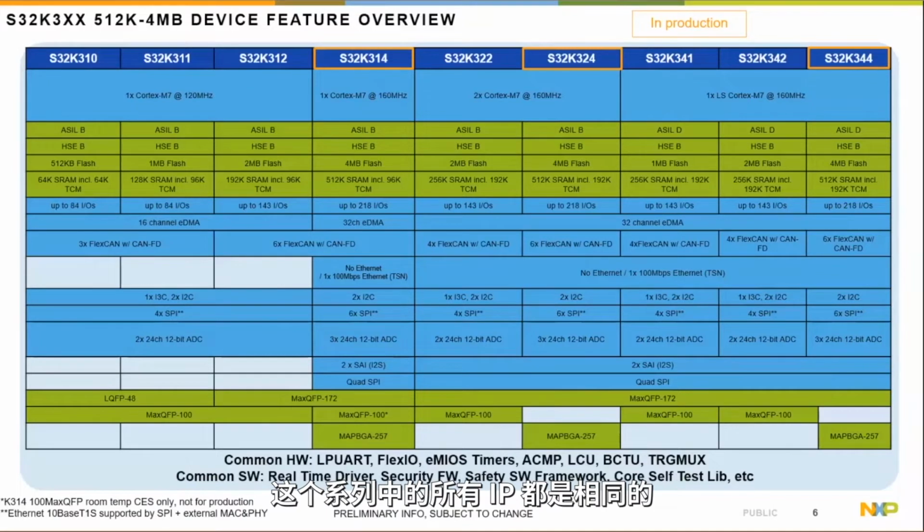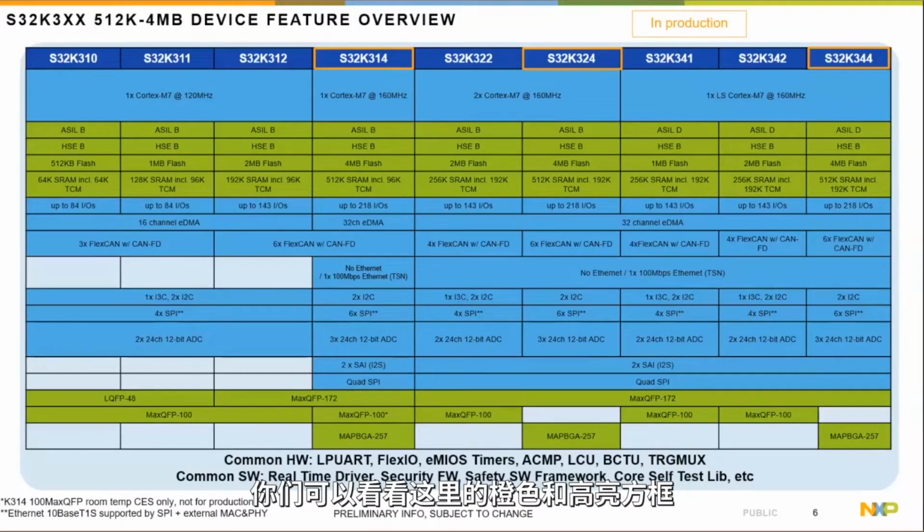So all of the IP is the same, of course, within the family, so that it's easy to move between smaller and larger memory versions in the same package or similar packages. The packages themselves are shown down there at the bottom in the green boxes. What devices do we have currently and in production?